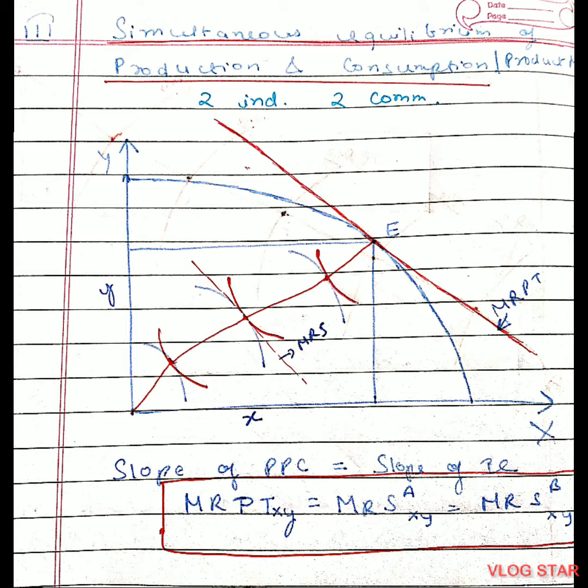MRPT, marginal rate of product transformation, is also called MRT. This is the slope of PPC, which is equal to MRS of A XY, which is equal to MRS of B XY. And the slope of IC is denoted by MRS, marginal rate of substitution, and the slope of PPC by MRPT, marginal rate of product transformation. I have previously made a video with the explanation of this. You can go through that.